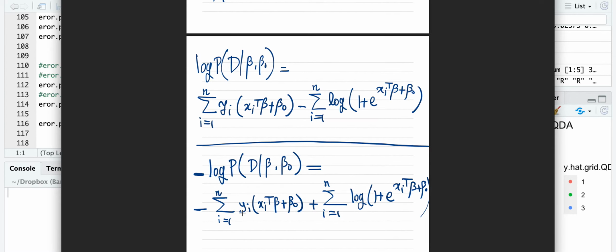And then the negative of it will be the negative log likelihood. We want to maximize the log likelihood, which is equivalent to minimizing the negative log likelihood. So the negative log likelihood here is our cost function.